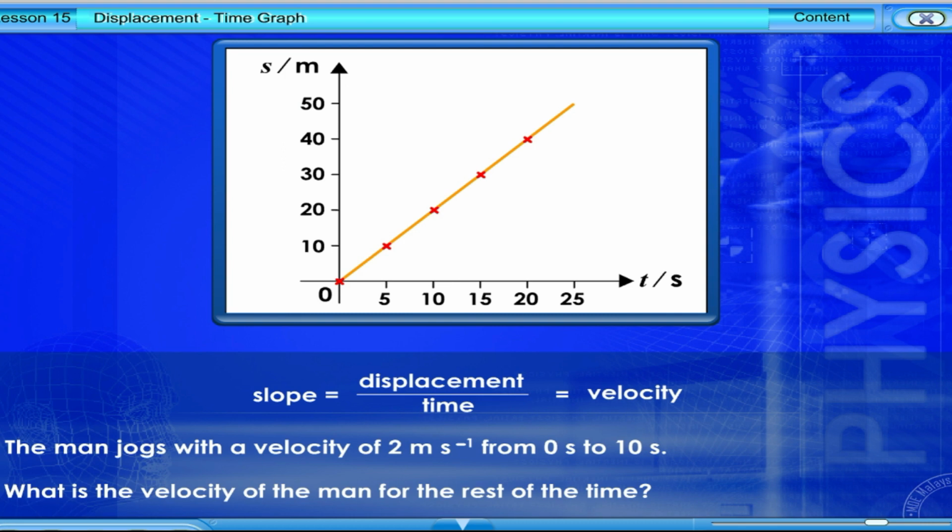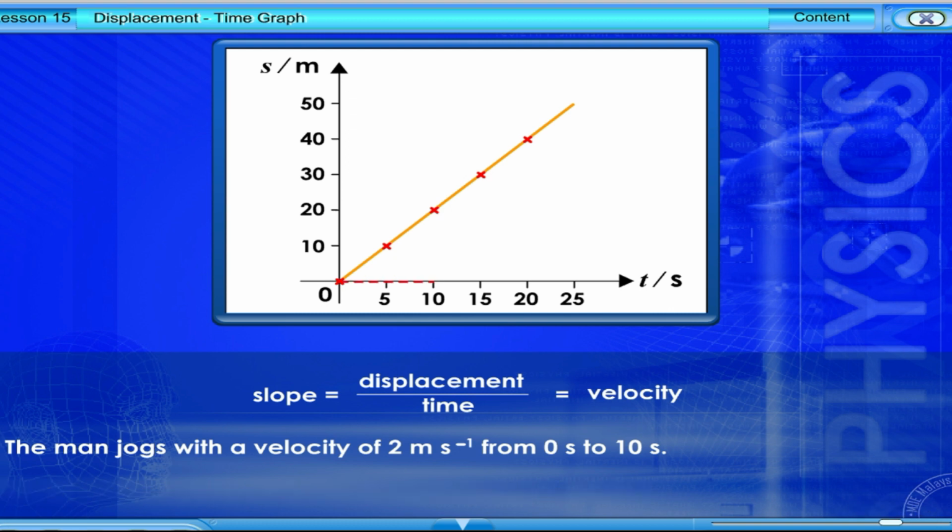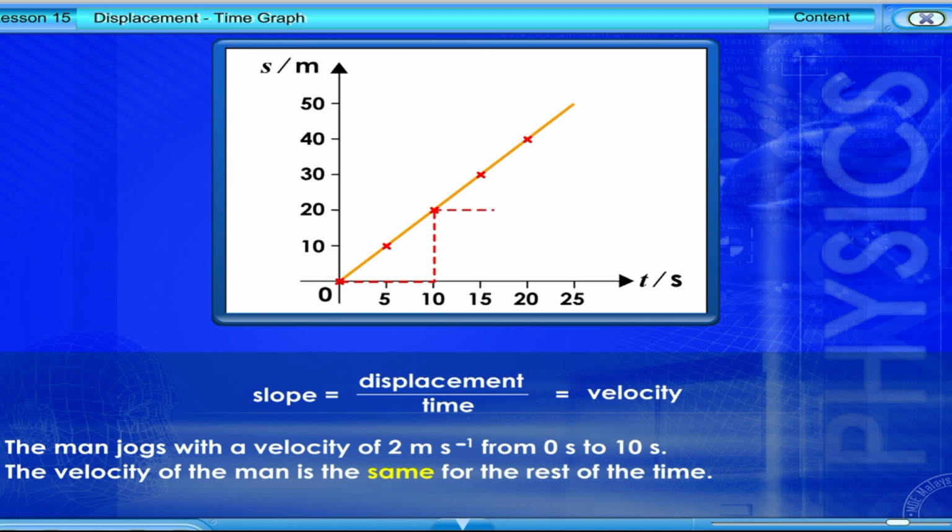What is the velocity of the man for the rest of the time? Since the slope of the graph is the same for the rest of the time, the velocity of the man is the same for the rest of the time. In other words, the man jogs with a constant velocity of 2 meters per second for the rest of the time.